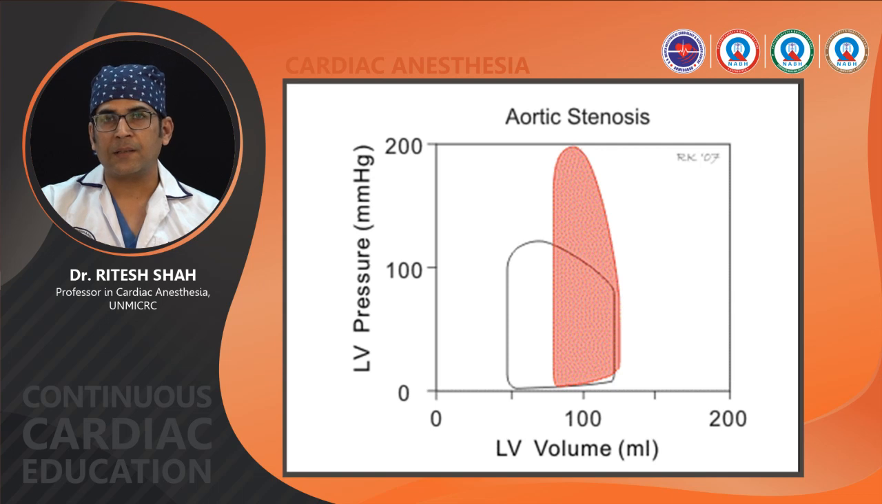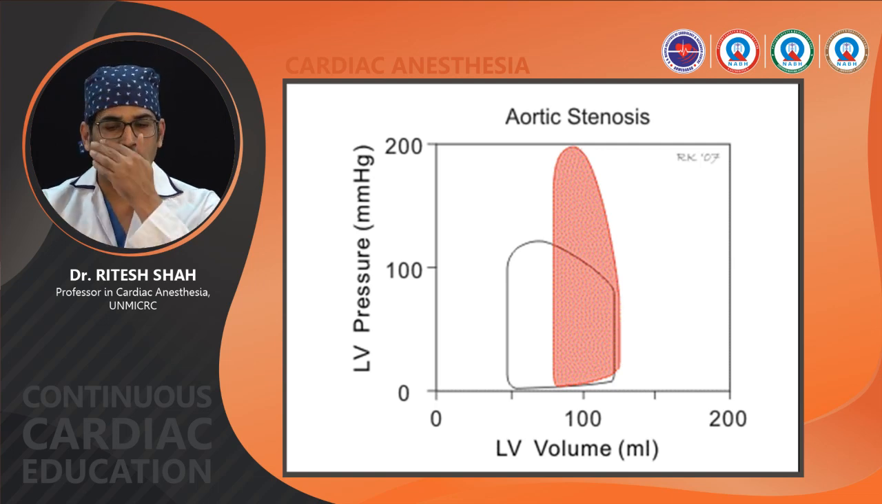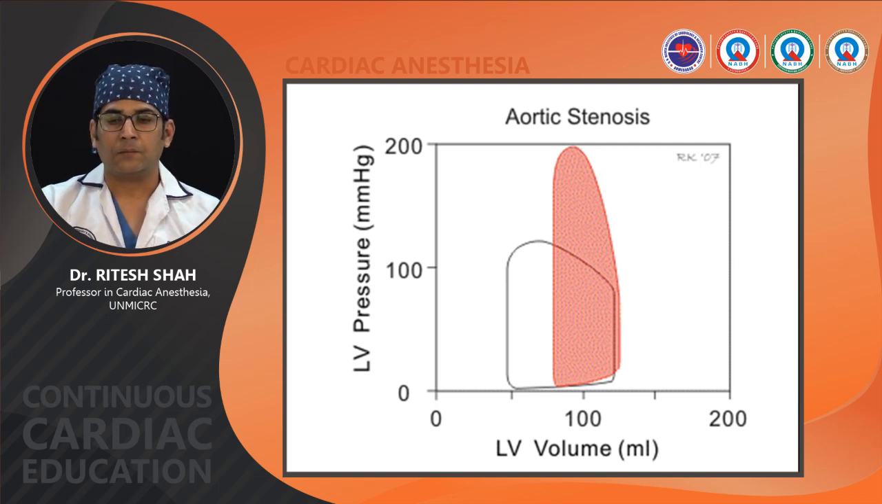But this compensation is limited by left ventricular hypertrophy in aortic stenosis. LV compliance is also reduced, and this puts LV on the steeper part of the EDPVR curve, and a further increase in gradient or afterload, either due to hypertension or reduction in the aortic valve area, may cause a significant decrease in the stroke volume.